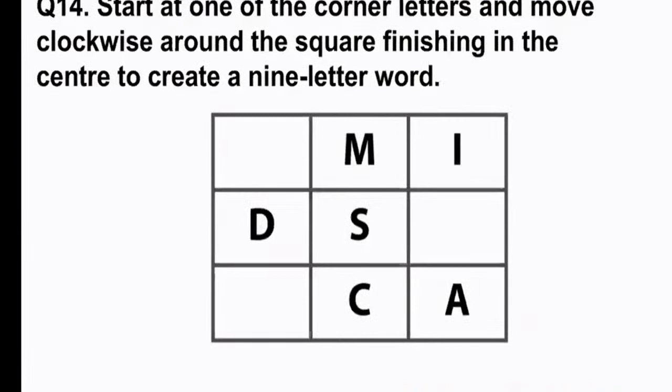Number 14. Okay, this is a good one. Start at one of the corner letters. Okay, so one of the corner letters, well, there's only two there for you to start. It's either I or A. And then move clockwise. Okay, so clockwise is that way around the square, finishing in the center to create a 9-letter word.